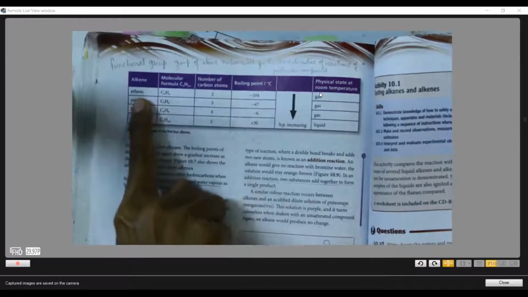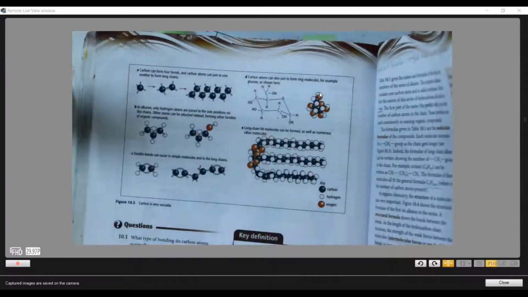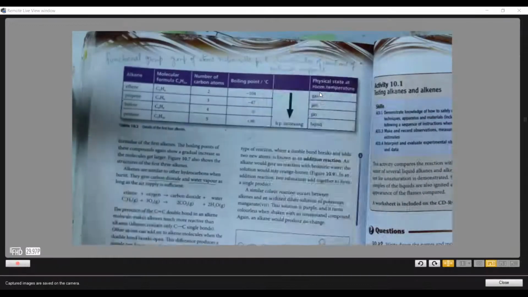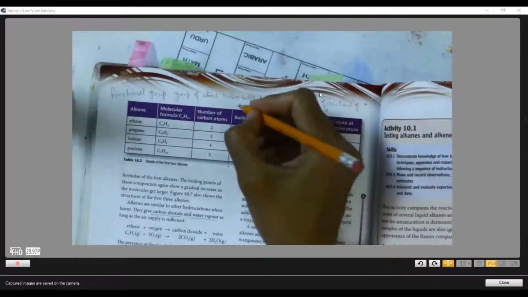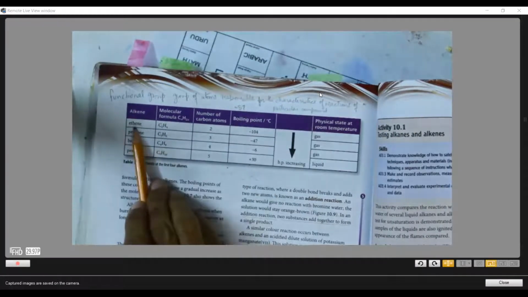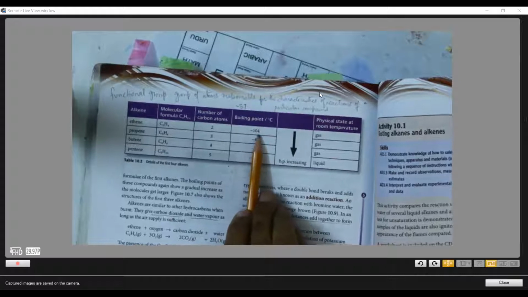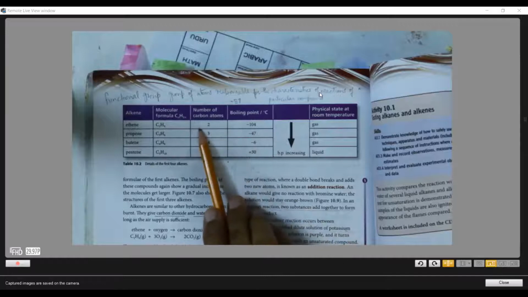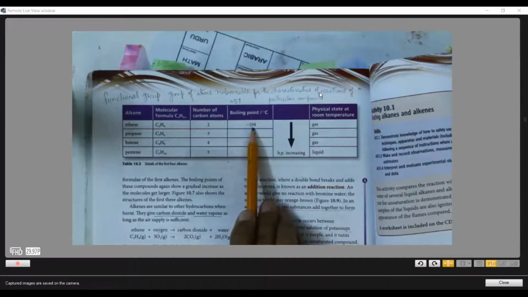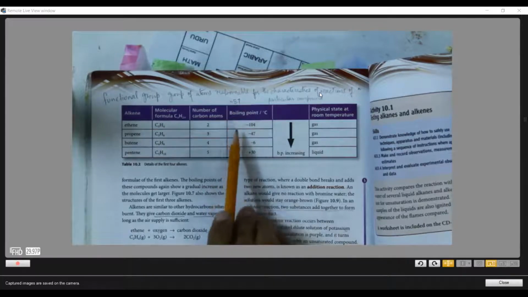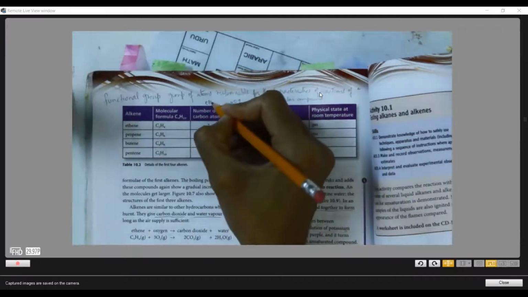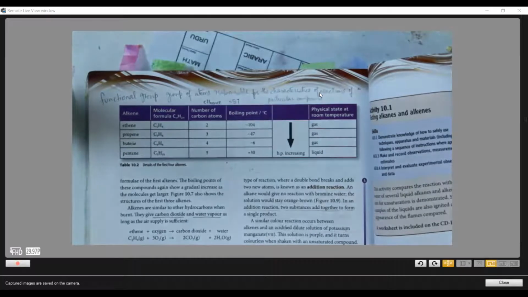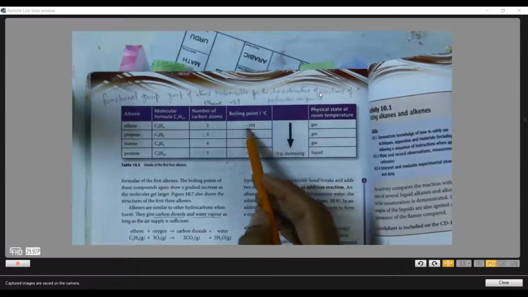If you have the book, let's compare ethene with ethane. Ethane's boiling point is -87. I'm writing it here. And ethene is -104. So which one is lower? Ethene is -104 and ethane was -87. So which one is lower? Ethene, right? This is lower.